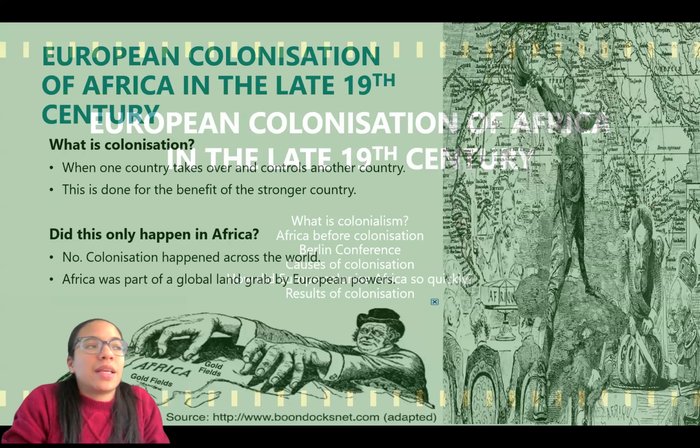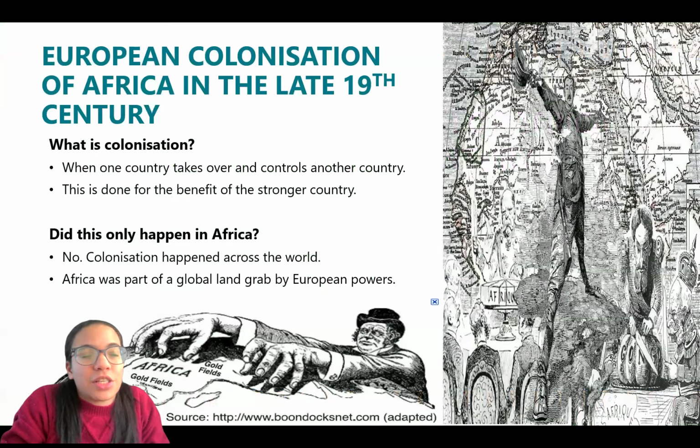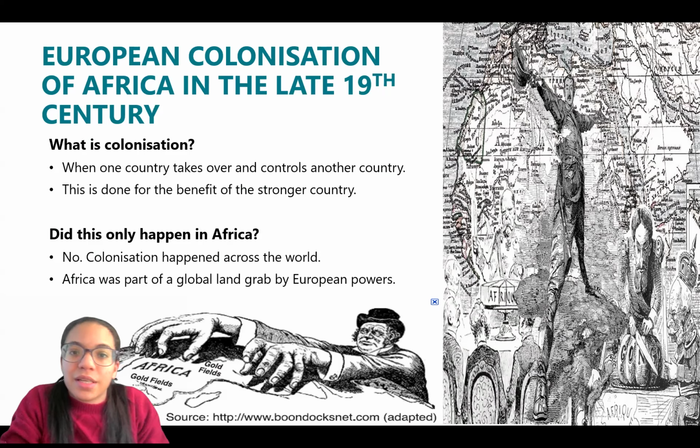So first thing we need to look at is European colonization of Africa in the late 19th century. One of the things you do need to know about this topic is the definition of colonization. It basically means when one country takes over another country. And usually it's done for the benefit of the stronger country.